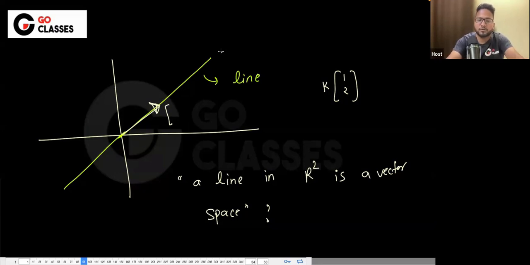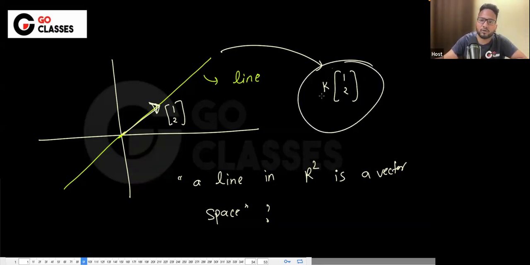Okay, suppose this line is k into 1 2. Now you just take two vectors. Okay, any two vectors. Do you want to take any two vectors here? Maybe 1 2. Can anyone suggest any other vector? Any vector on this line. Okay, you put the value of k and then you will get another vector on the same line.